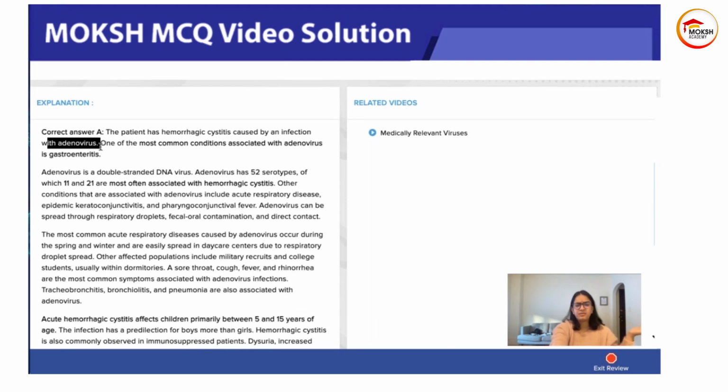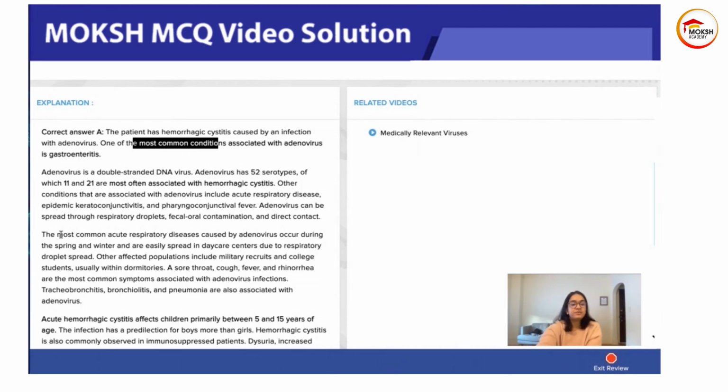Adenovirus is one of the very few viruses which does cause hemorrhagic cystitis. And the most common condition associated with adenovirus is gastroenteritis. Speaking a little bit about adenovirus, it is a double-stranded DNA virus. It has many serotypes; 11 and 21 are the ones most commonly associated with cystitis. Other conditions are acute respiratory disease, epidemic conjunctivitis, and pharyngoconjunctival fever. It can spread through respiratory droplets, fecal-oral contamination, and direct contact.